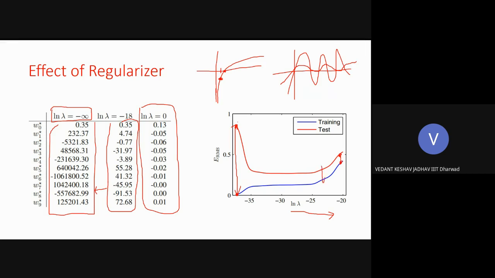So somewhere this part is desirable. Here training error is less, and testing error is very close to the training error. So it is sometimes desirable.